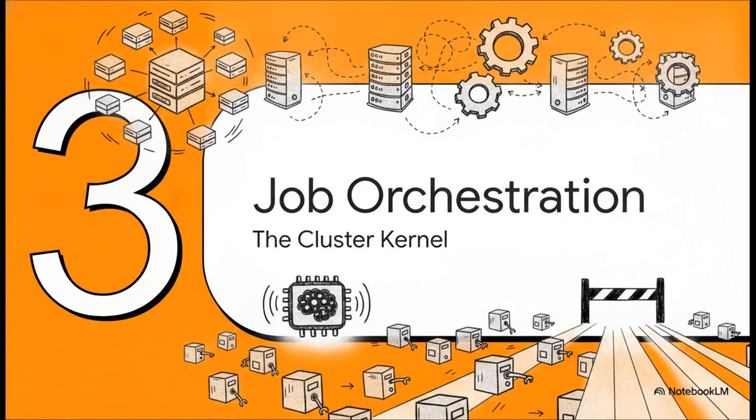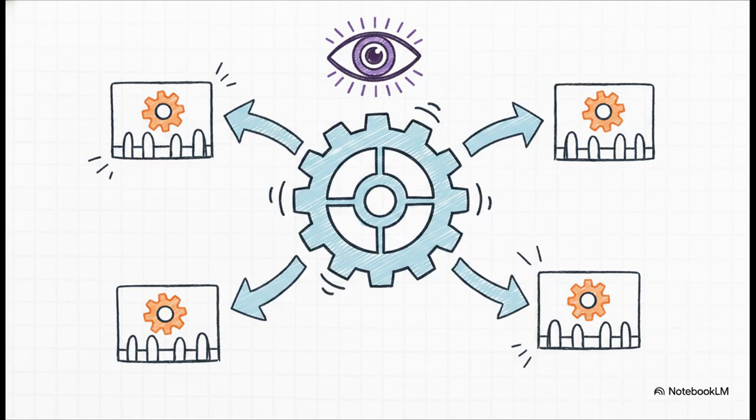Moving right along to Section 3, Orchestrating Distributed Jobs, the cluster kernel. So, with our data safely stored across the network, we now need a job orchestrator. Think of this as the actual kernel of our distributed operating system, managing the pure chaos of thousands of machines trying to work at exactly the same time. Modern orchestrators like Kubernetes or Hadoop YARN rely on three main components to maintain order. First, task executors run on each node, putting processes in isolated cgroups to ensure they don't step on each other's toes or hog all the memory.